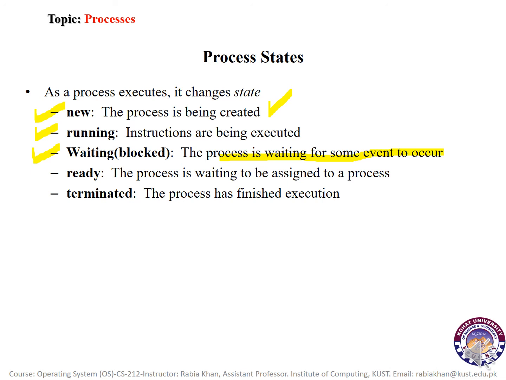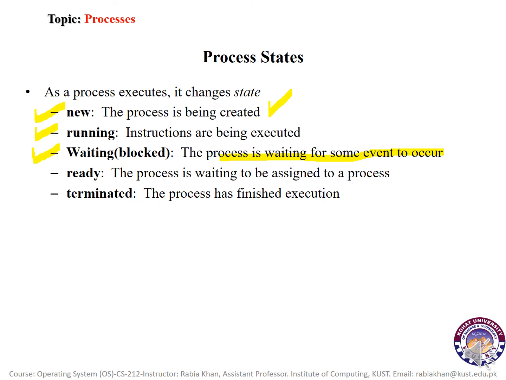Keep in mind, I'll be discussing some more waiting states later on, but this waiting, which is known as blocked, is actually an active waiting. We'll be discussing passive waiting later on. The blocked state, where a process is waiting for some event to happen, is an active waiting state. That's why we differentiate it from the other type of waiting, which is passive waiting. We'll be discussing them later on, and we call this one blocked. This is an active waiting.